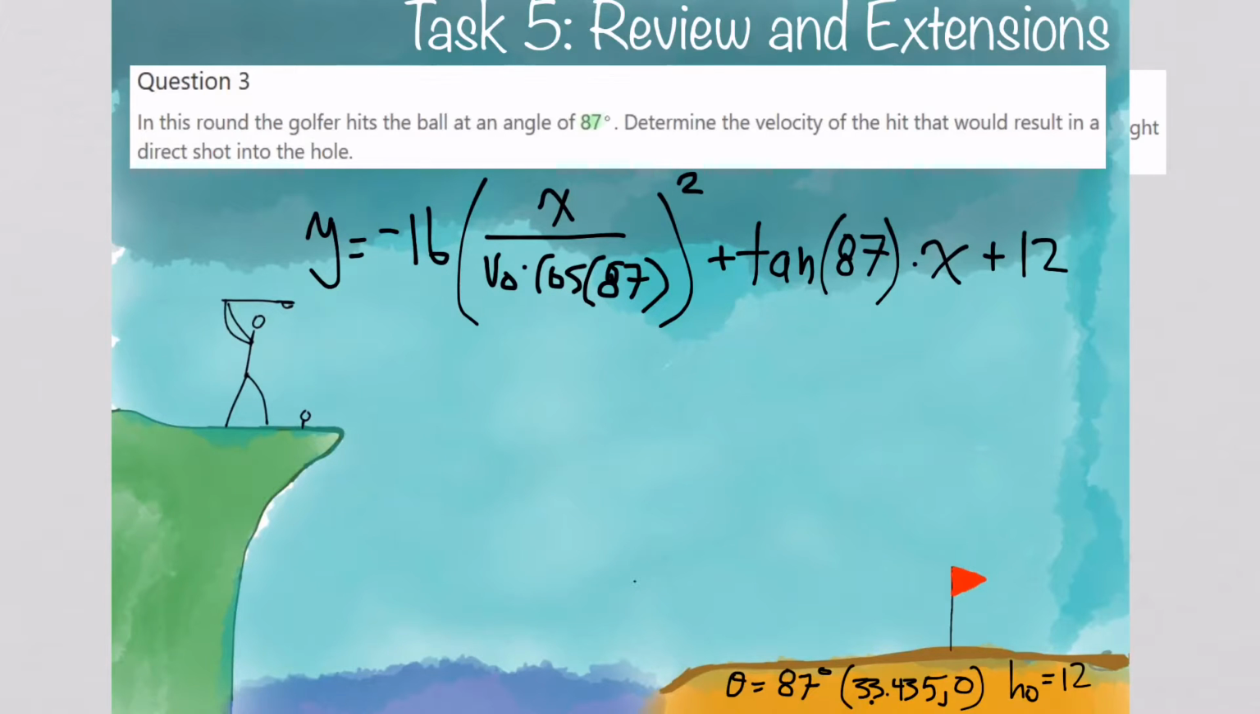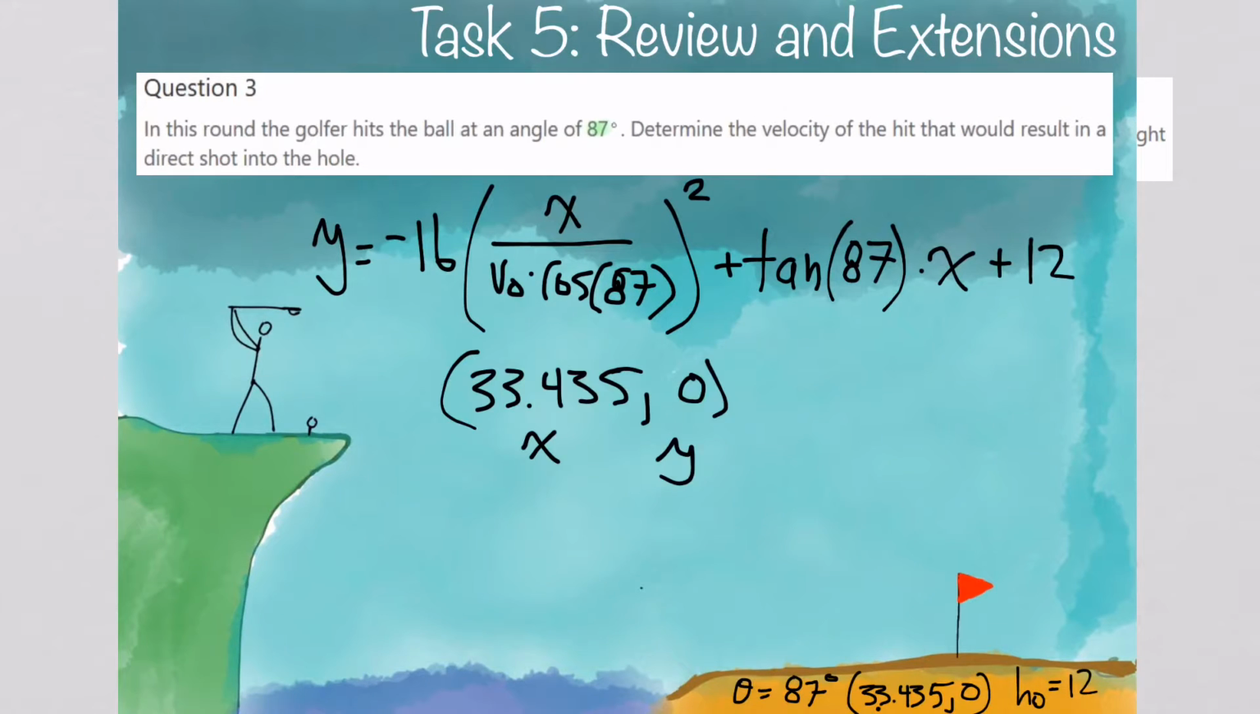So we now have the equation we're going to use, but we still have three unknowns, y, x, and v naught. But actually, we do know two values that we can substitute into this. We know that we're getting a direct shot into the hole, which means the graph has to go through the point (33.435, 0), which gives us an x value and a y value that we can substitute into this equation. So let's go ahead and do so and see what happens.